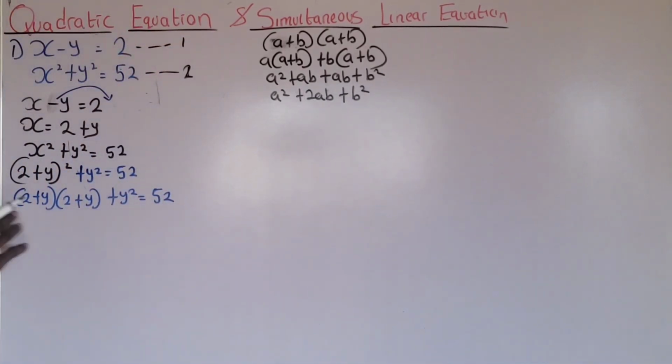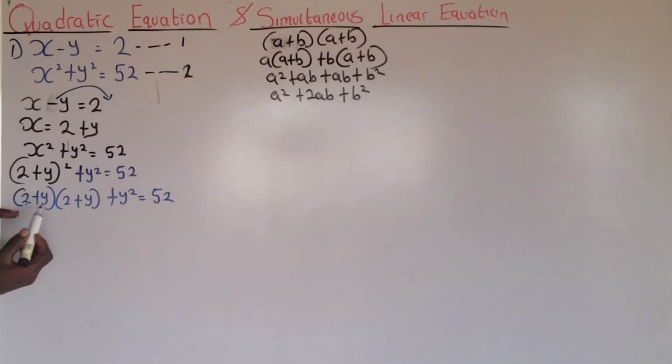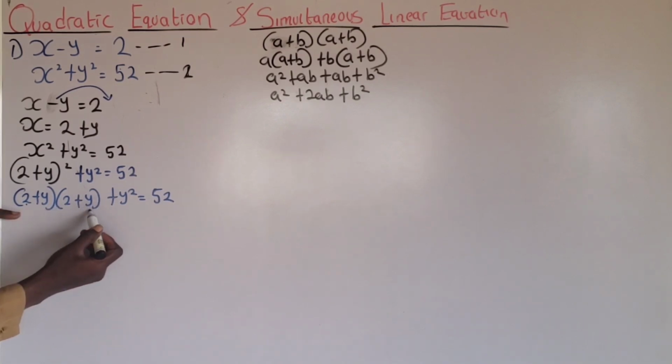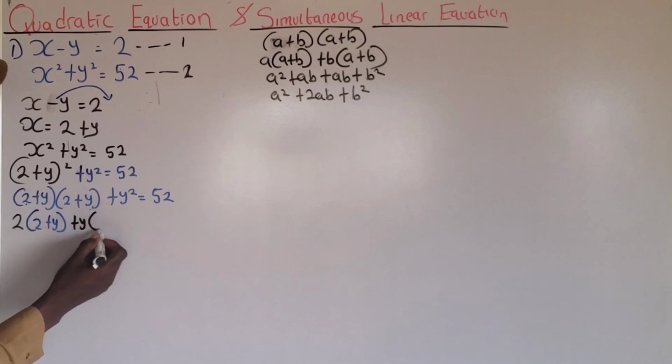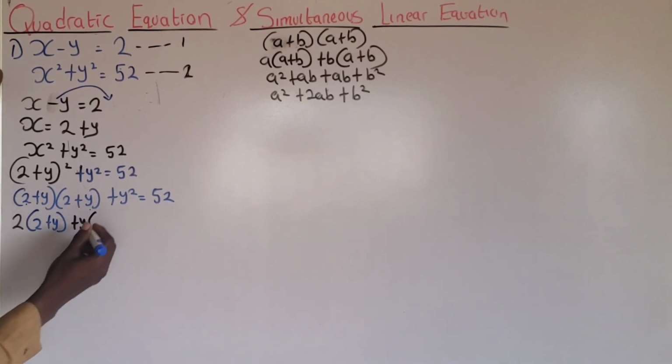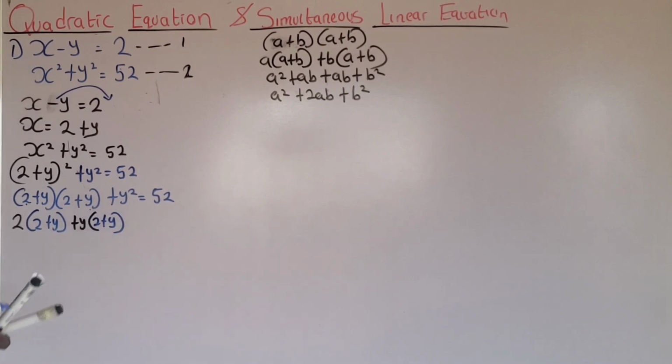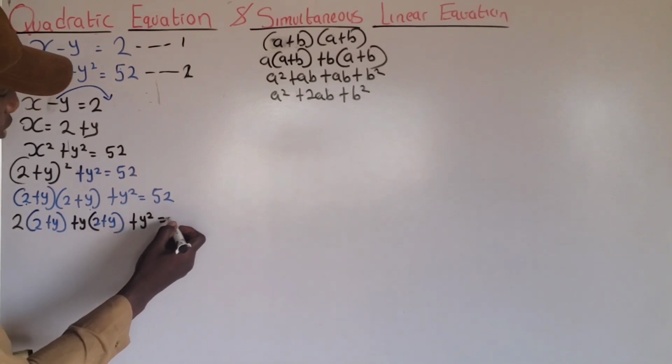We are still going to use the same approach here. I use this 2 to multiply all the elements in the second bracket, so I have 2 into bracket 2 plus y. Then I use the second element in the first bracket, plus y, to multiply all the contents in the second bracket. So I have plus y into bracket 2 plus y, plus y squared equals 52.